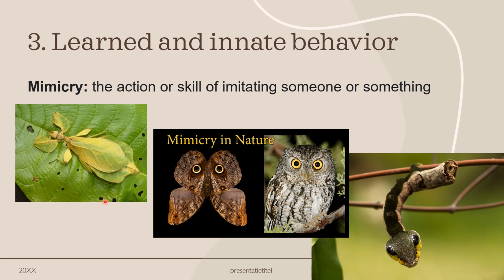It starts with leaf because it imitates or looks like a leaf, and that's a defense mechanism, so predators can't see it when it's standing on a leaf. So this is mimicry.